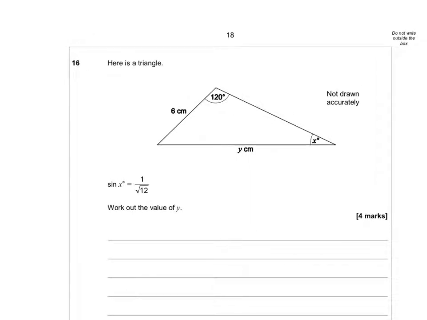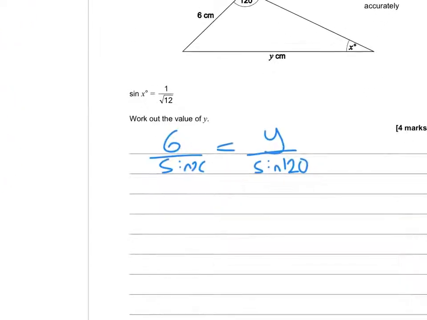So we're going to use our sine rule. 6 over sine x is the same as y over sine 120. Let's replace what we know. 6 over 1 over root 12 is the same as y over sine 120.